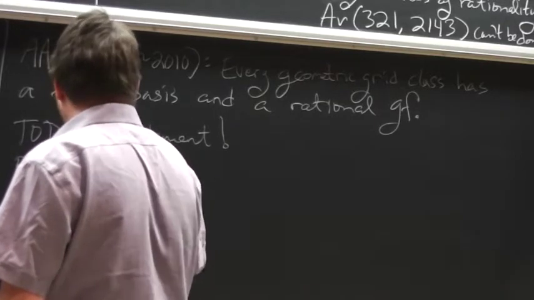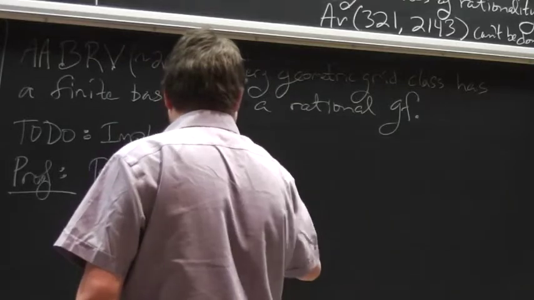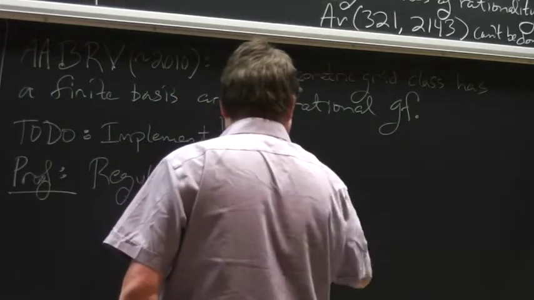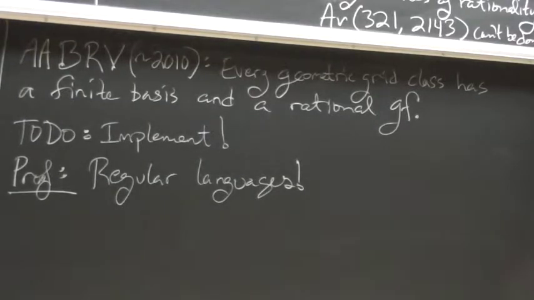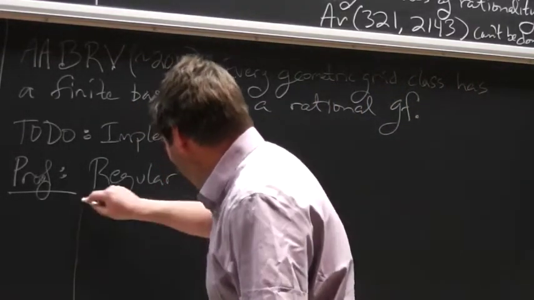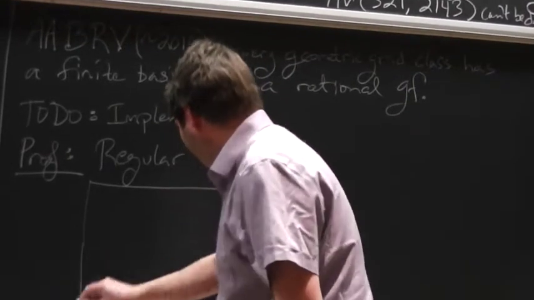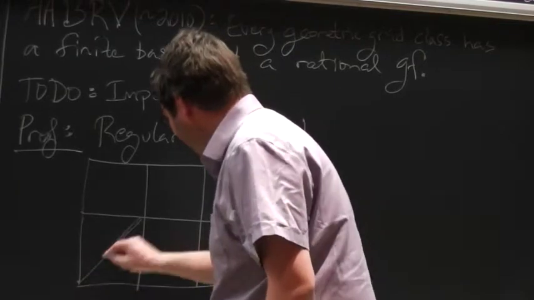I'll say a little bit about the proof. The proof is that we convert these permutations that lie in this geometric grid class into regular languages. And then regular languages are known to have rational generating functions. Let me give you an example of where these regular languages come from.